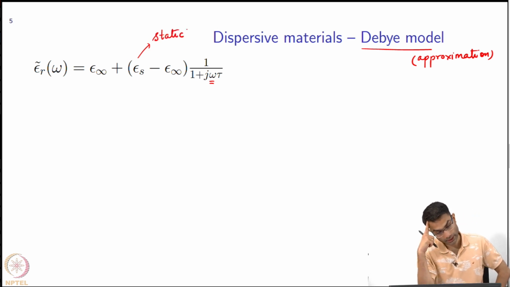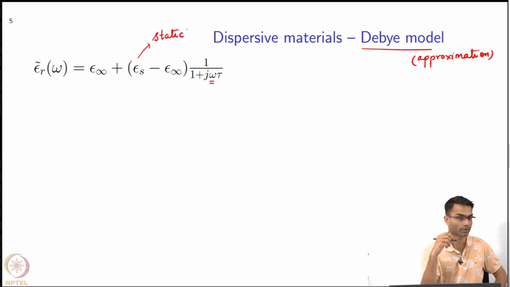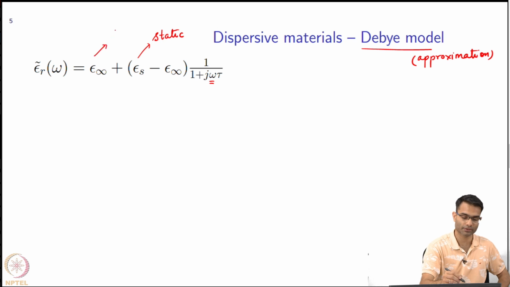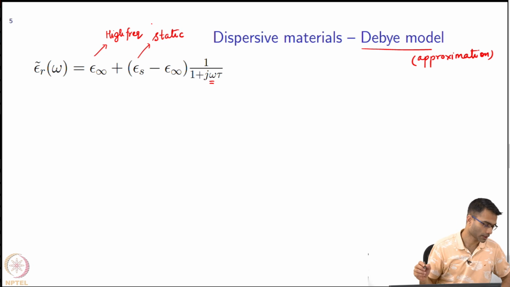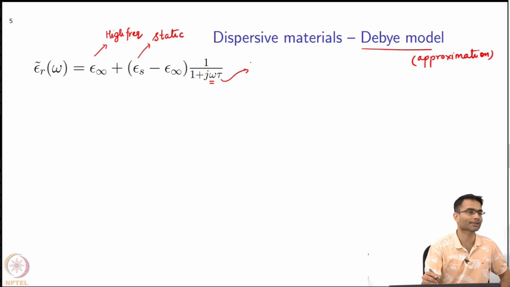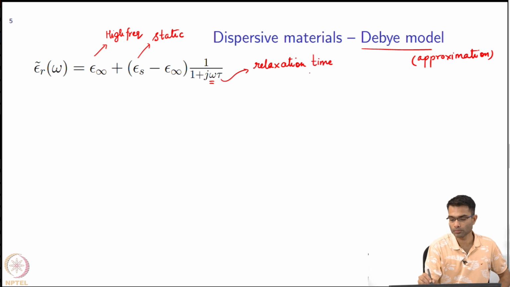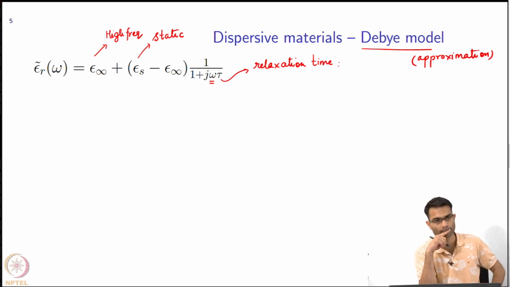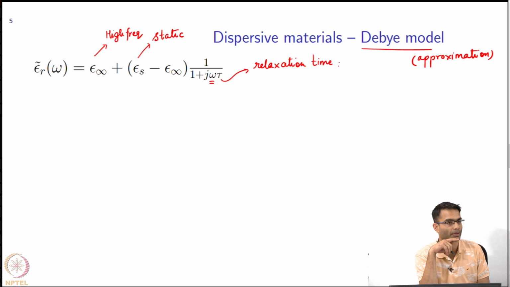Okay. Then what happens at extremely large frequencies? Right, you just get epsilon infinity. So, that is the high frequency case, very high frequency case, right. And this tau over here is what is called the relaxation time. Okay. So, this is perhaps one of the simplest models for frequency dependence of permittivity, right.